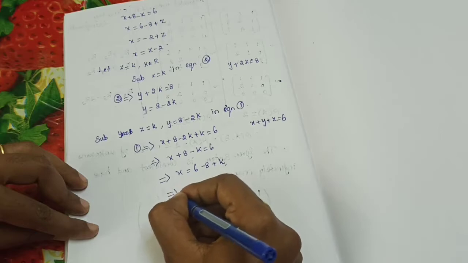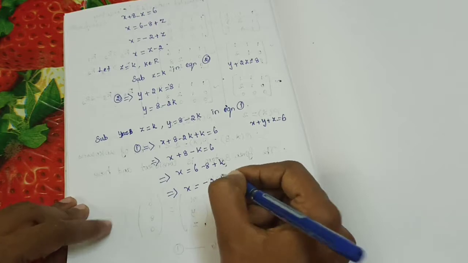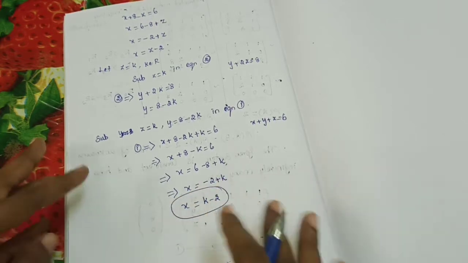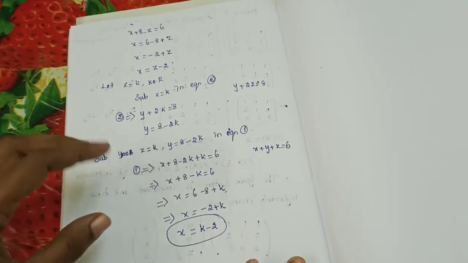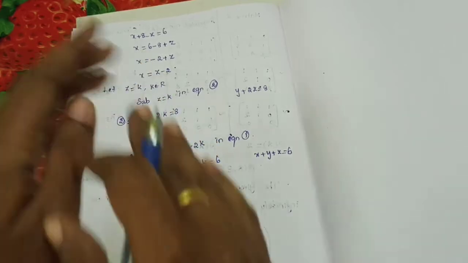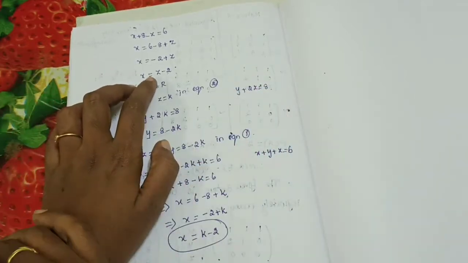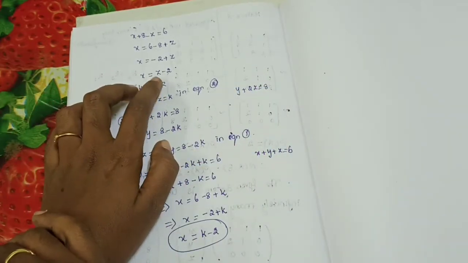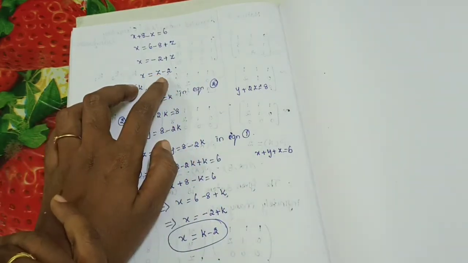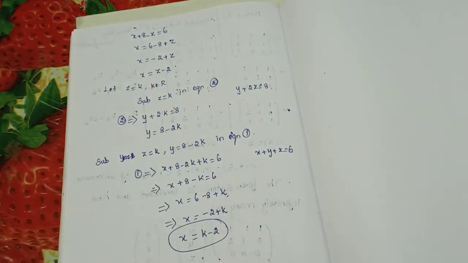Okay. So which implies x is equal to minus 2 plus k. So we can write this as x is equal to k minus 2. Otherwise, one simple thing you can do is substitute z is equal to k in this equation also. You will get the same answer. If you name this equation 3 or 4 and substitute z is equal to k in it, you will get the x value. That also will be k minus 2.